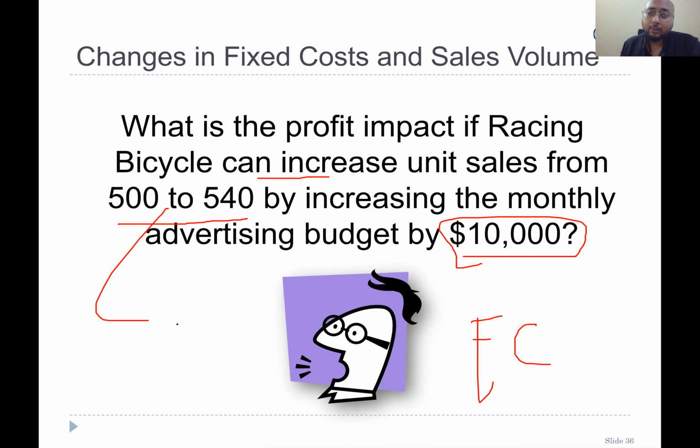and volume of sales, right? We have a fixed cost, 80,000. Now, if we want to sell more, 40 units more, from 500 to 540, our budget would be 10,000 more. So now what happened to the profit?